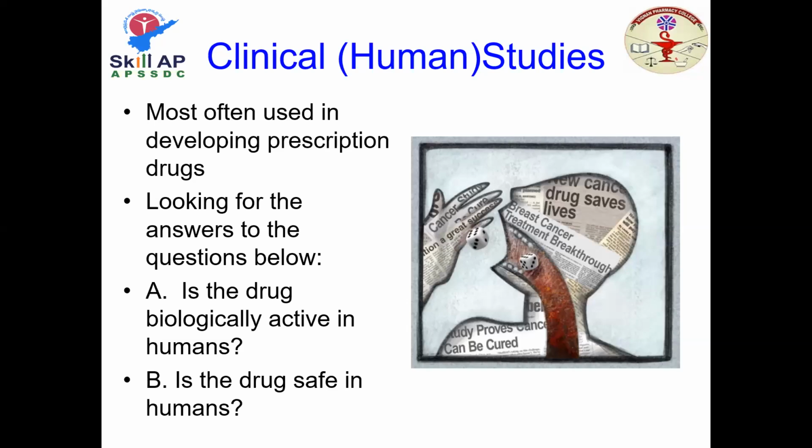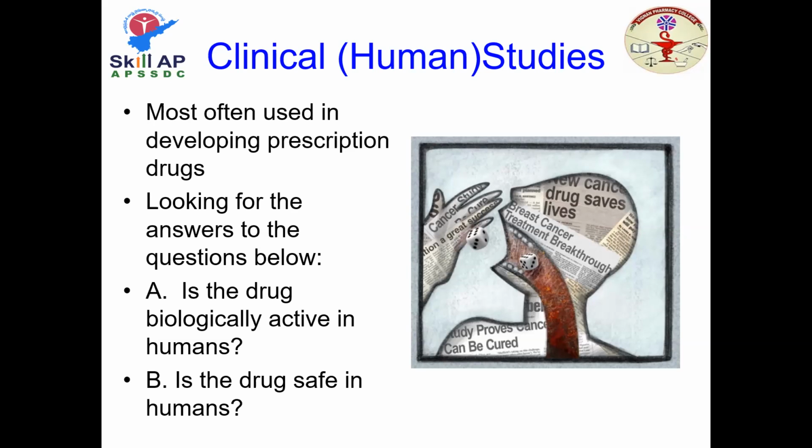Looking for the answer: is the drug biologically active in humans, or is the drug safe in humans? So before taking the disease into clinical trials, our motto is it has to be safe and it has to be efficacious. But initially, what we need is it has to be safe compared to efficacy.